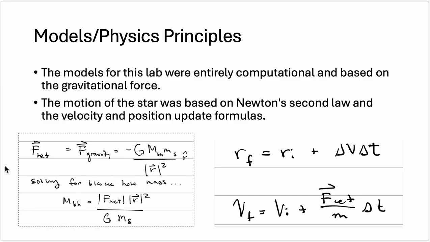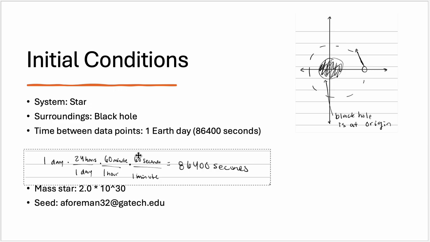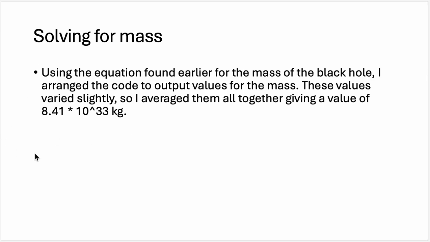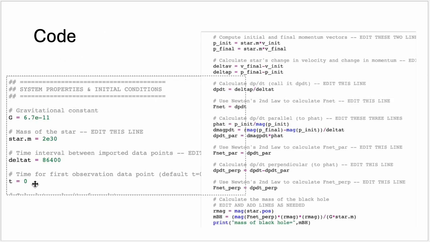I solved for the black hole mass by rearranging the gravity equation, getting the mass of the black hole equals F net times r squared over the gravity constant and the mass of the ship. The initial conditions: the system is a star, the surroundings is a black hole, the time between the data points is 86,400 seconds, the mass of the star is 2 times 10 to the 30th kilograms, and the seed is A4 at georgiatech.edu. Solving for the mass, I used the equation I found earlier, and the code outputted a lot of values, so I averaged all of them together, giving an average value of 8.41 times 10 to the 33 kilograms. In the code, I inputted these initial conditions.